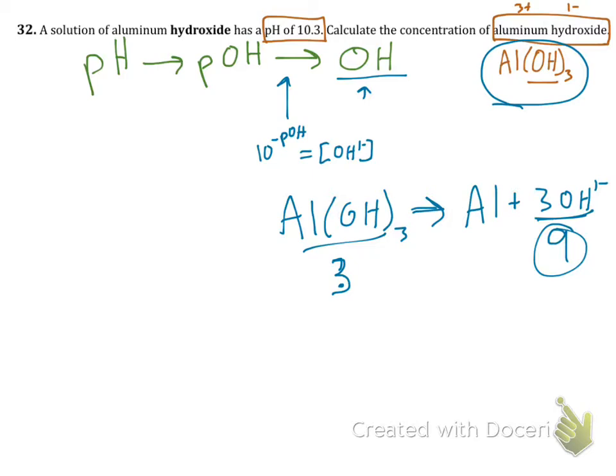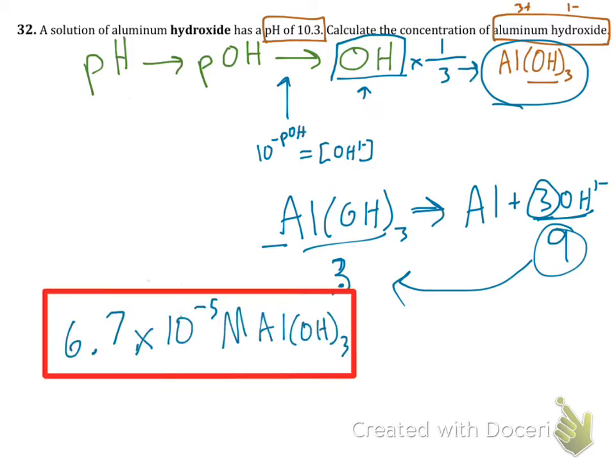The reason why I bring this up is notice how to go from here to here, we have to divide by 3, because look at the mole to mole ratio. It is a 3 to 1 ratio. Because the mole to mole ratio is a 3 to 1 ratio, whatever we get with this, we need to multiply it by 1/3 to get this. And the final answer is 6.7 times 10 to the negative 5.